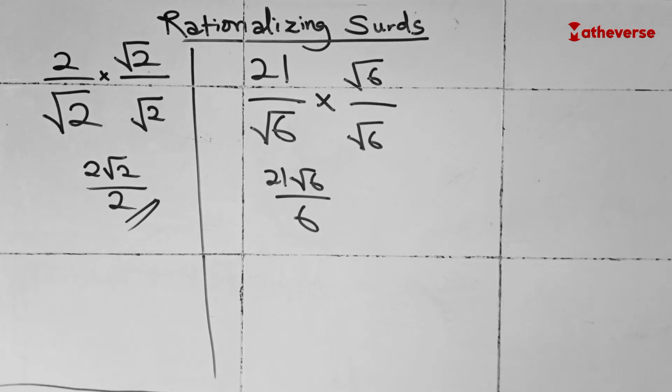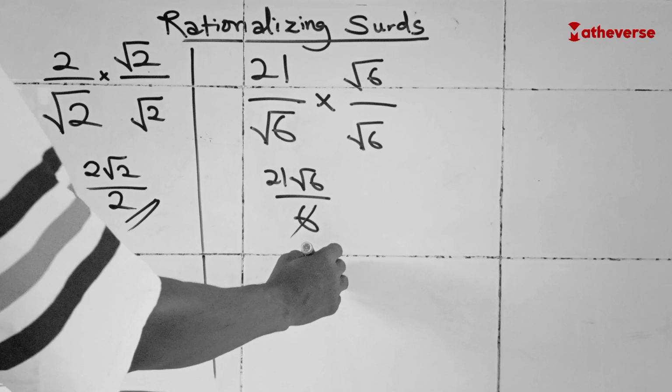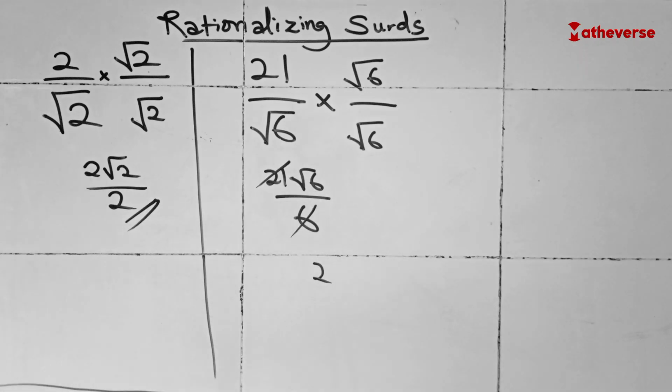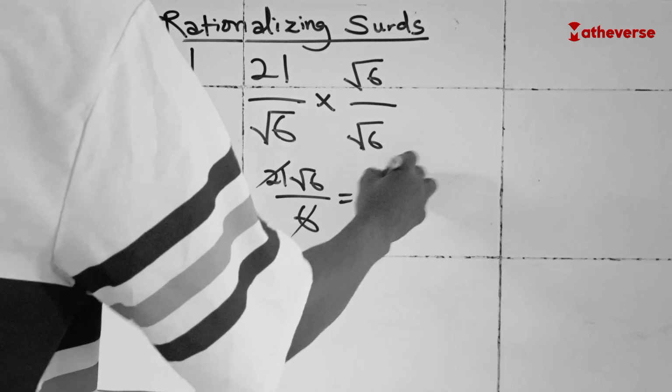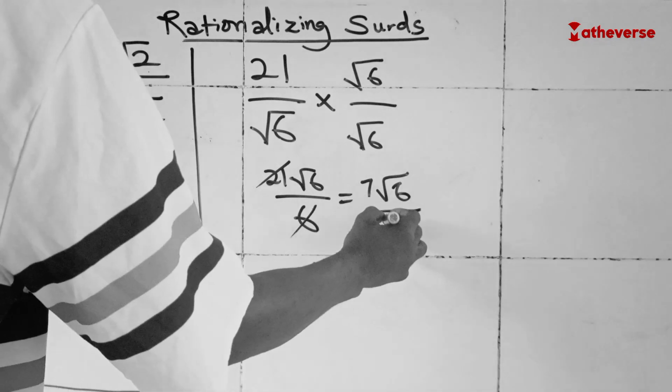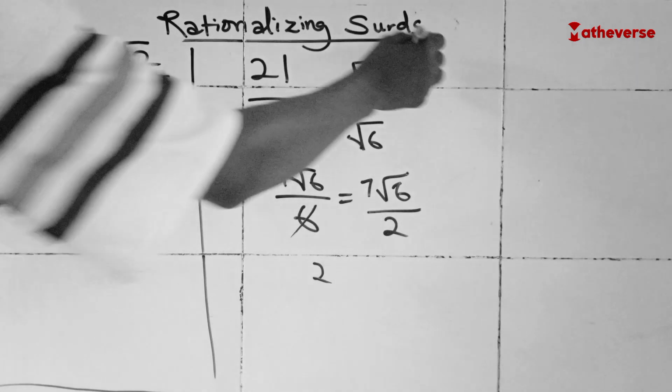Did you see that? But if you want to simplify it, you can say 3 here would give you 2. 3 here would give you 7. So you have equal to 7 root 6 over 2. Did you see it? This is the simplest form of this question. Now let's take another example.